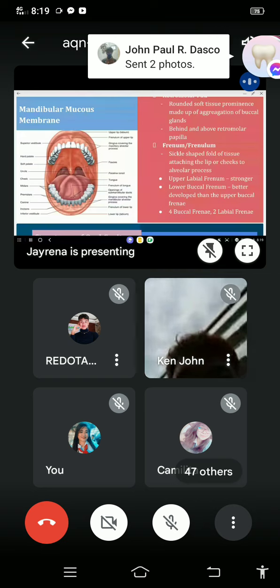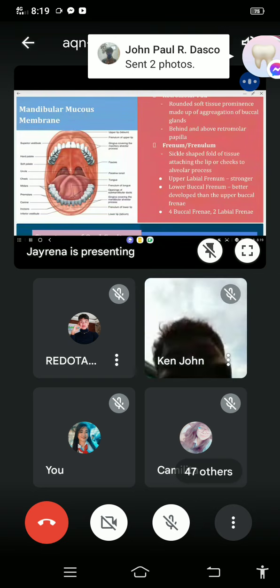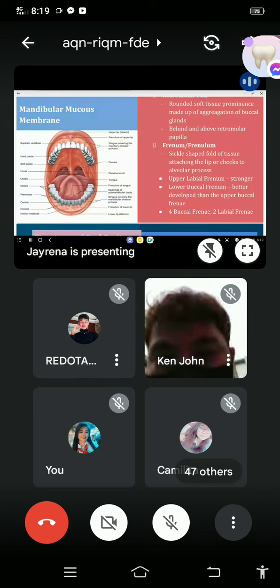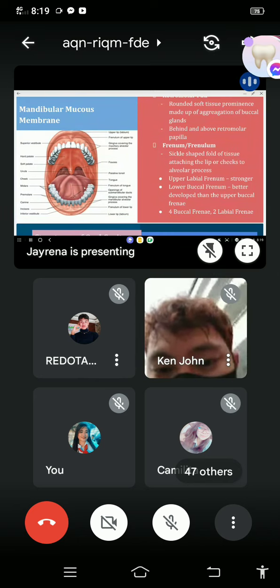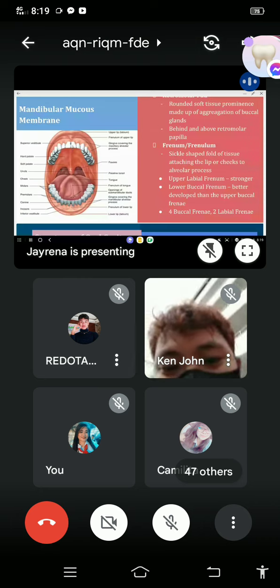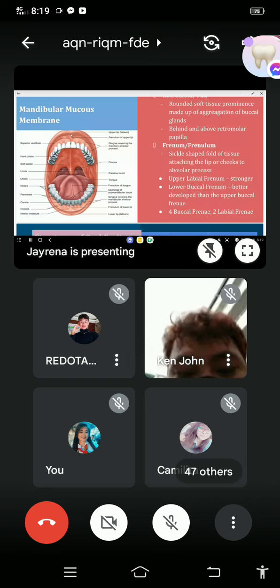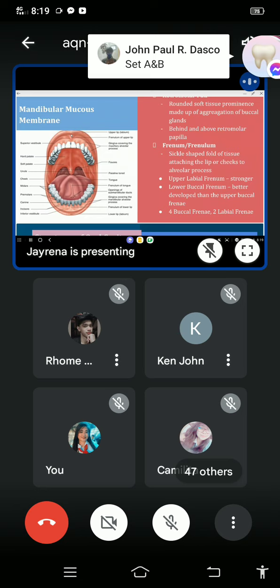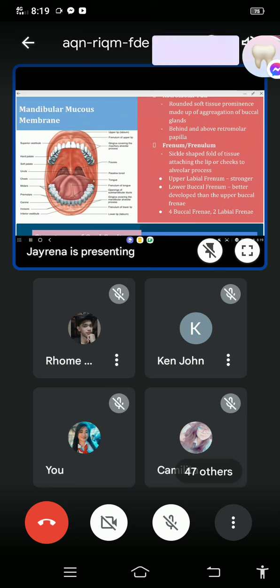So, in total, how many buccal frenum? There are 4. Dalawang buccal frenum sa taas, dalawang buccal frenum sa baba, and then there are 2 labial frenums. Do you understand? Yes po. Okay.